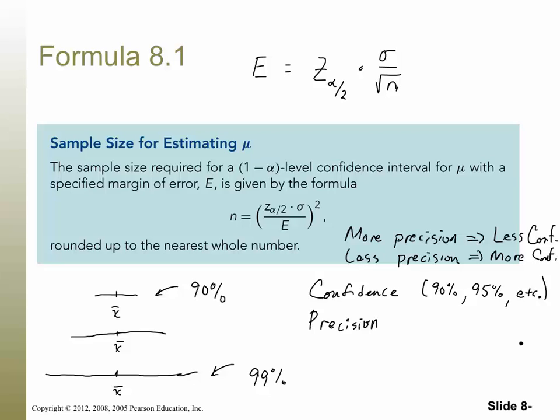But there's something else involved too. How could we increase our precision and maintain the confidence? So how could we increase our precision, get a smaller confidence interval, but maintain the same amount of confidence? What else would need to change? What else could we change that would help us do that? I want to get a smaller interval. I want to be more precise about my point estimate, but I don't want to lose confidence. How could that be possible? What would I need to change in the scheme of things?